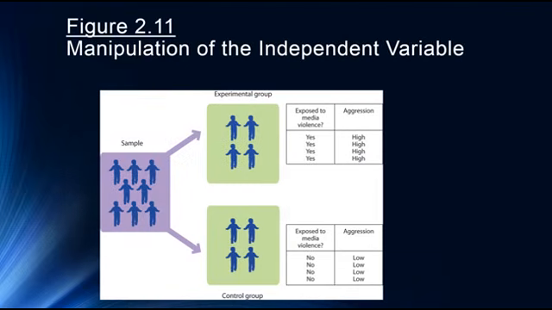So in this example, we have a sample we start off with, then we have an experimental group that gets exposed to media violence, then we have a control group that doesn't get exposed to media violence, and we measure their aggression.